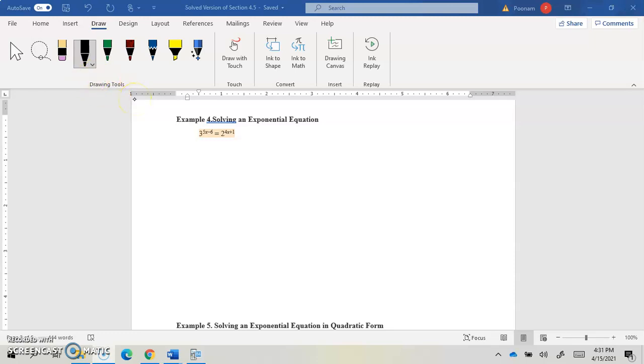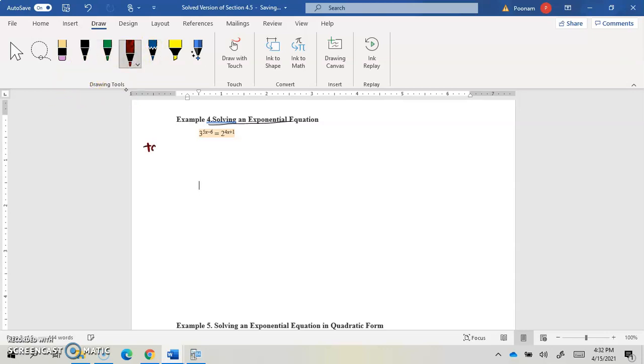Let's do another example. 3 raised to power 5x minus 6 is equal to 2 raised to power 4x plus 1. We need to solve this, meaning we need to find the value of x. Now, this is an exponential equation. The base on both sides is not matching. One side is 3, the other side is 2. So, equivalence of bases does not work.